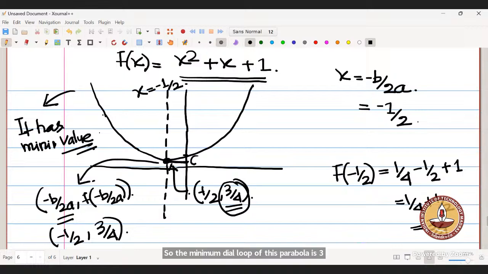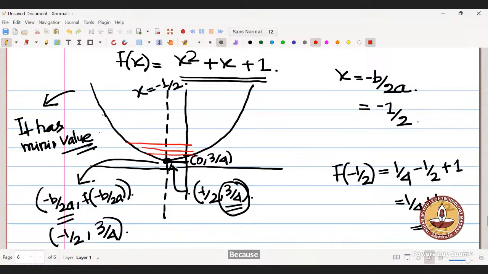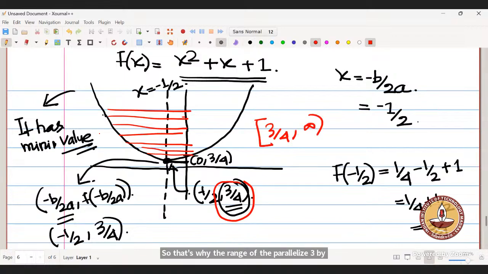So this is your 0, 3/4, right? And the parabola attains all the numbers which are above this 3/4, right? Because you project this point onto the y-axis. So all the points which are above this 3/4 are inside the range of the parabola, and this 3/4 is the minimum value of the parabola. So that's why the range of the parabola is 3/4 to infinity.